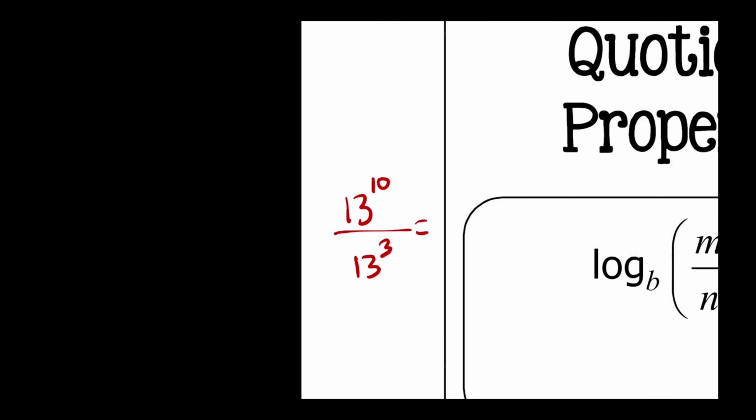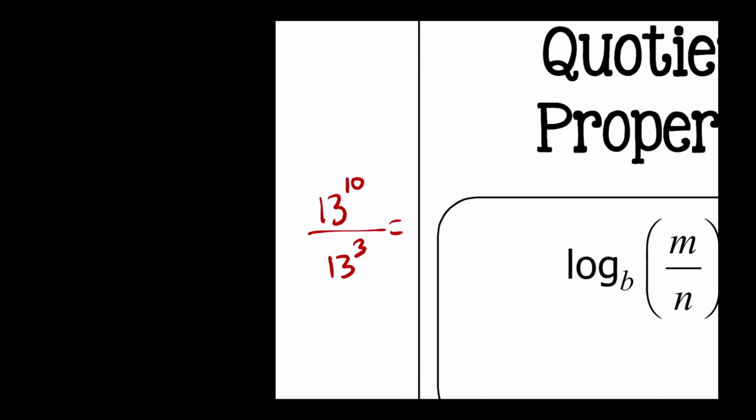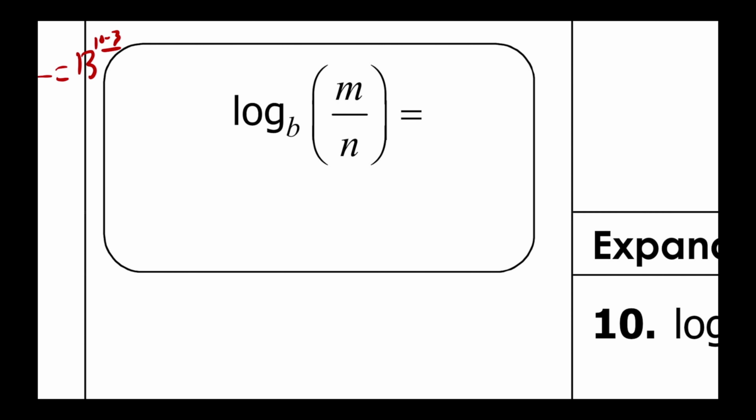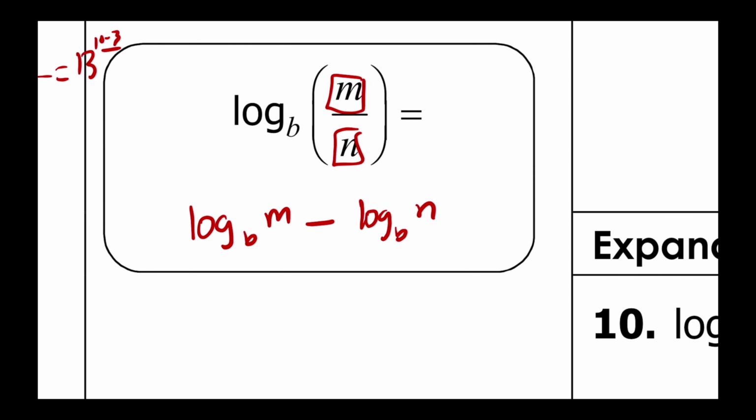Does anyone remember? You subtract them, right? You subtract them because you have 10 up here and 3 down here, so it becomes 13 to the 10 minus 3. You subtract the exponents. So guess what we're going to do? We're going to subtract the logs. Log base b of this result, m, minus log base b of this result, n. We're subtracting the logs, or we're subtracting the exponents.